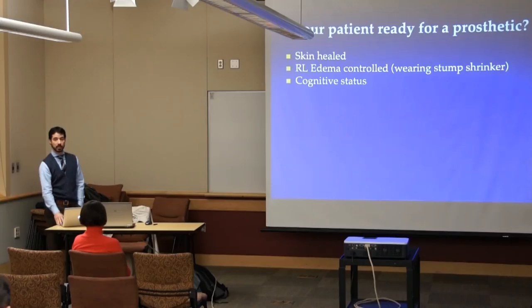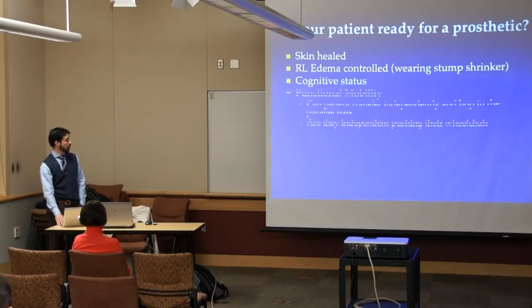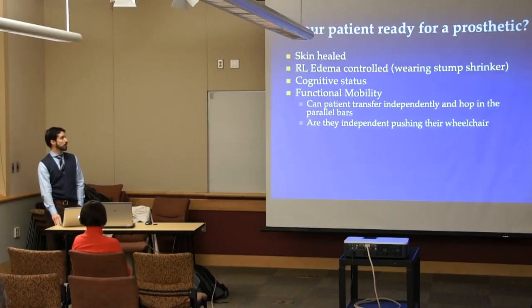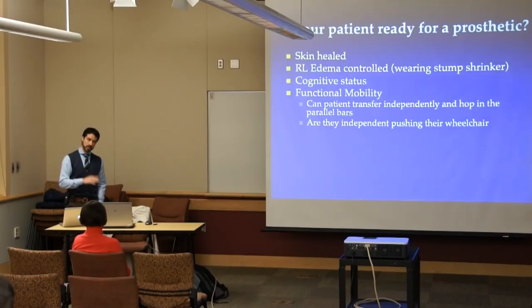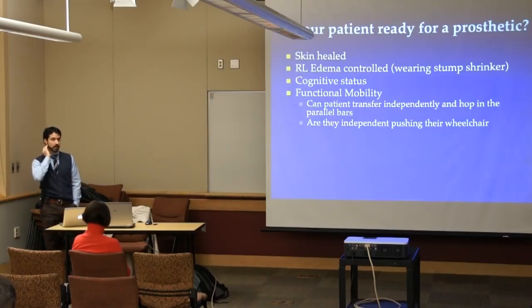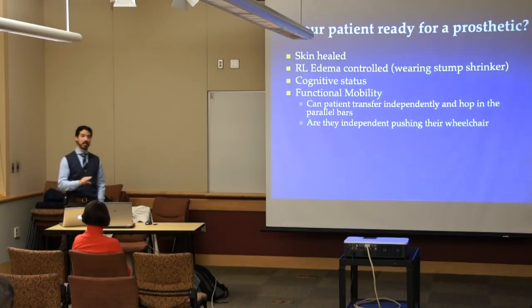Cognitive status. Do they have the cognitive ability to learn how to put on a prosthesis, take it off, and practice the proper hygiene so they don't end up with a raging fungal infection within the prosthesis? Functional mobility. Can they transfer? And can they hop in the parallel bars? There's a lot of research into how you predict whether someone is going to be a successful prosthetic user or a successful ambulator with a prosthesis. And the results are a bit mixed. One theme throughout that literature is that if someone can pull to stand independently, that's a fairly good predictor that they'll at least be able to use a prosthesis for transfers.